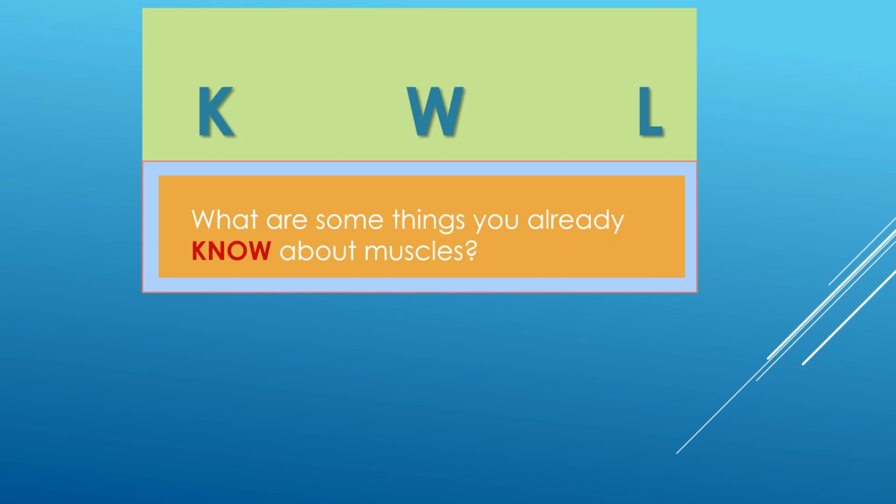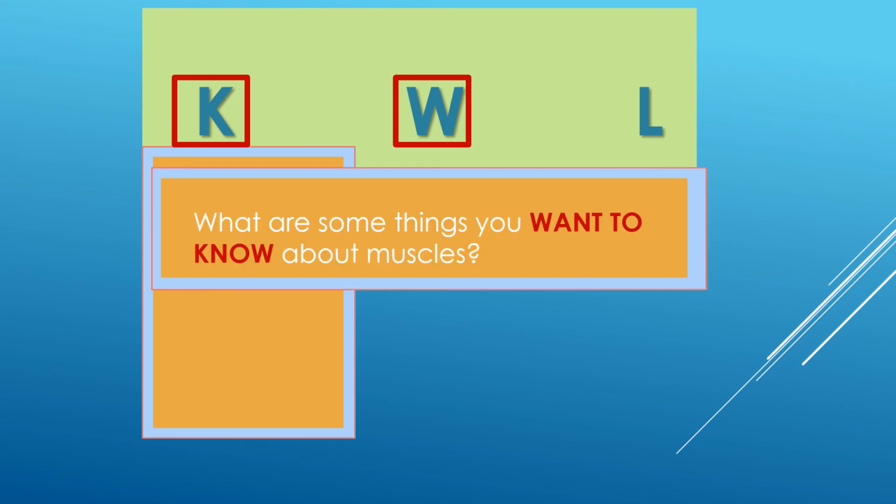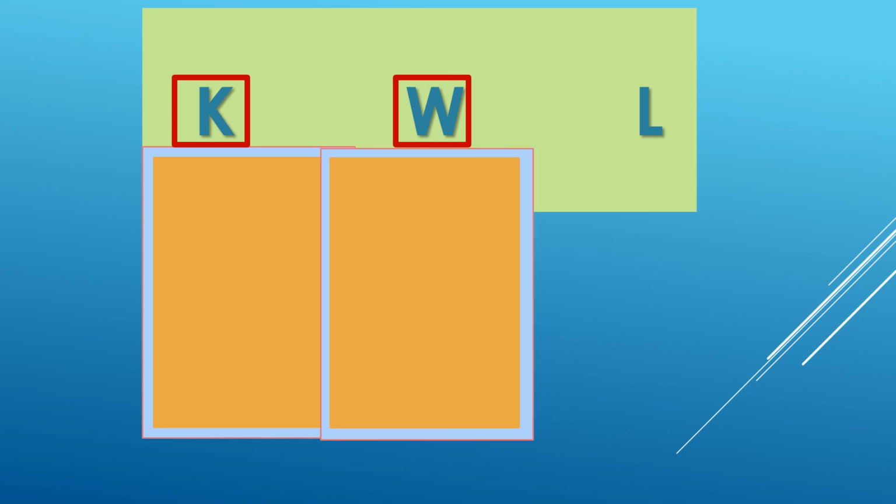Now, let's start by thinking, what do we already know about muscles? These are the things that we would put in the K section of a KWL chart. So what are some things you already know about muscles? Now let's move on to the W section. What are some things we want to know about muscles? Questions that we have, things that we are wondering. We would put those underneath the W of our KWL chart. Think about your muscles while you're thinking about things that you want to know. Are all of your muscles' actions able to be seen?